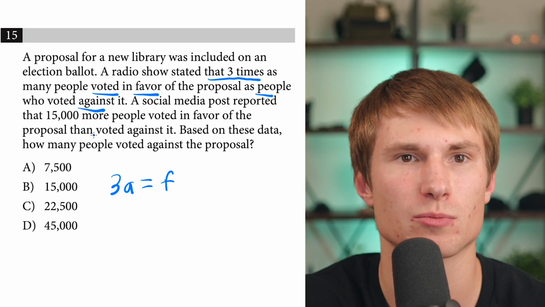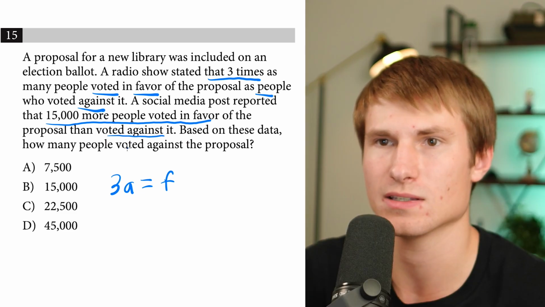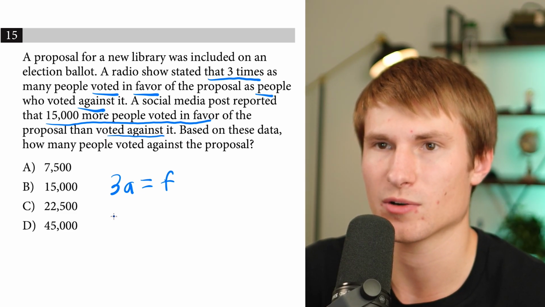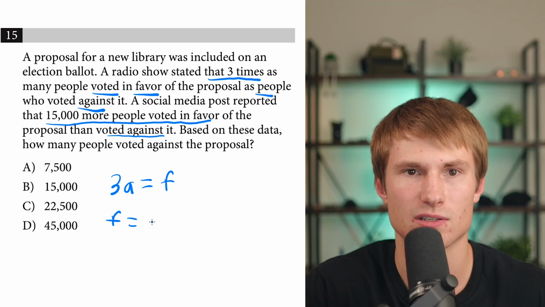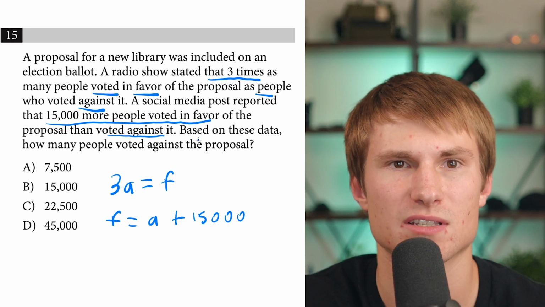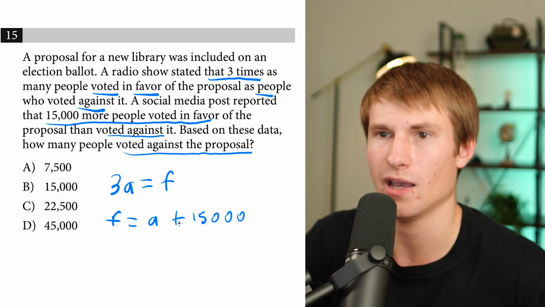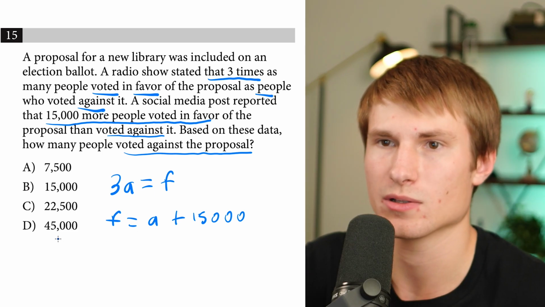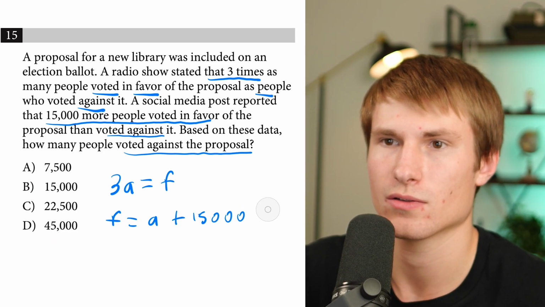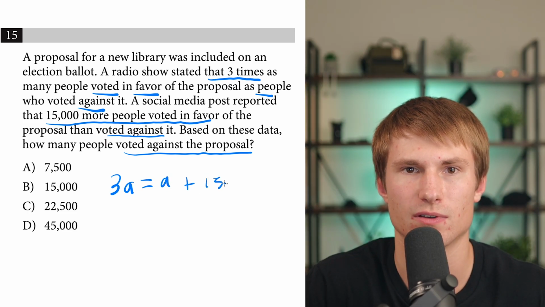A social media post reported that 15,000 more people voted in favor of the proposal than voted against it. Okay, so we also know that the number of people who voted in favor is equal to the number who voted against it plus 15,000. Based on these data, how many people voted against the proposal? So in this case, we want to solve for A. Well, we already have what F is equal to, so we can go and substitute in. So we would have F is equal to A plus 15,000.